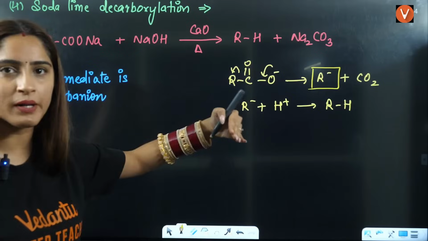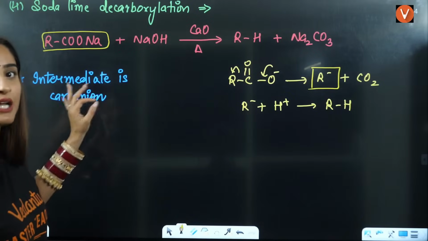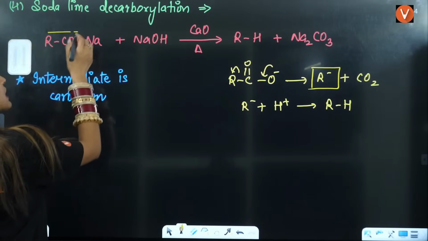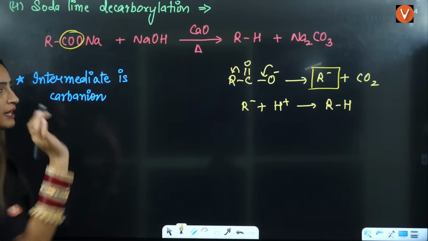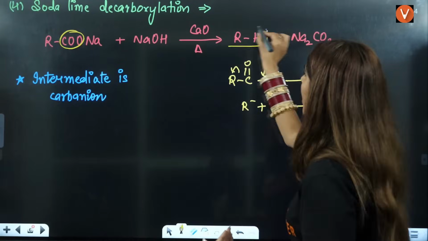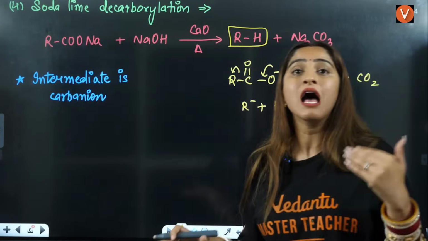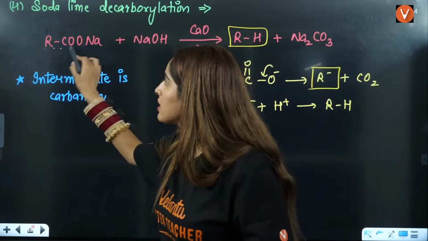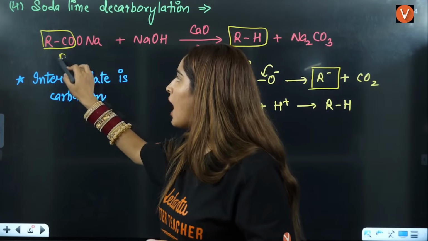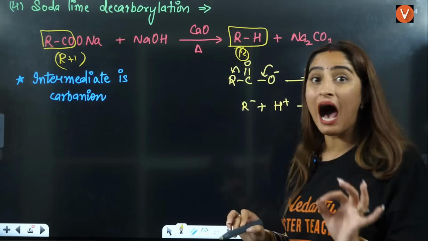But if they ask you a simple question, you have RCOONa, you have to just know what is happening here. This COO will be eliminated, right? Na also will be eliminated, and in the end you will have the formation of RH. Why I'm again and again saying you will have formation of RH? That is one carbon less. If here you have R plus 1 carbon, here you will have R number of carbon, RH.